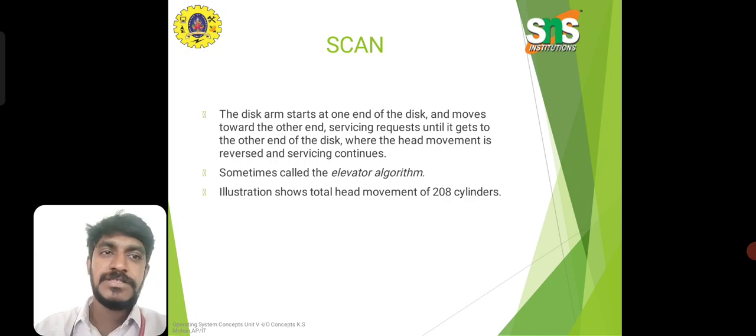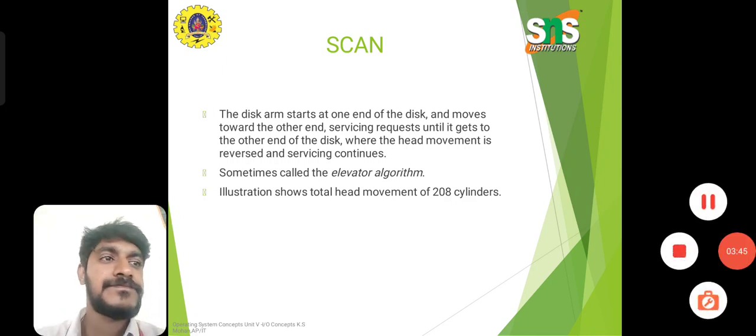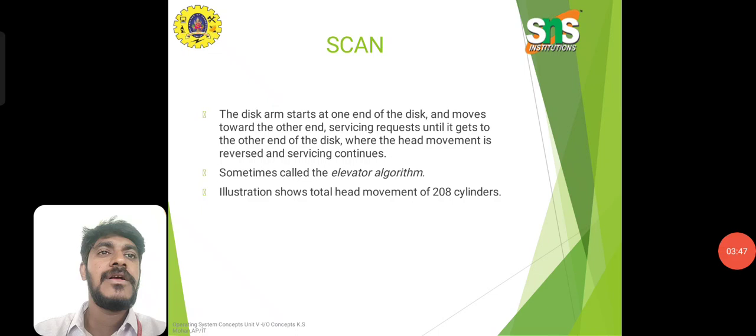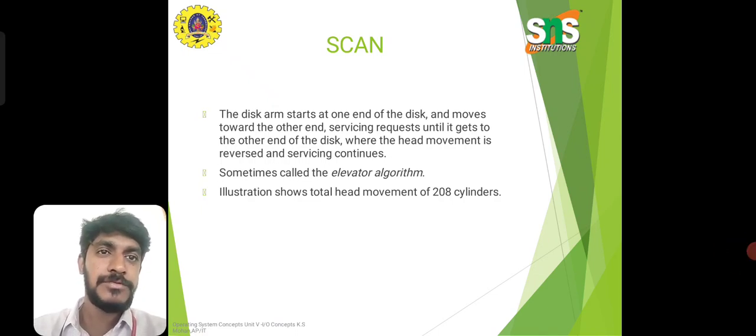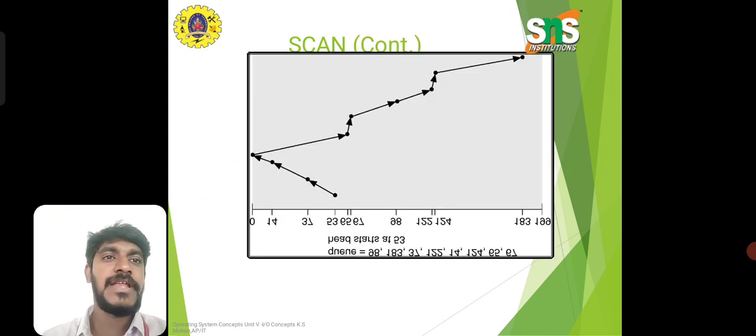Then the SCAN algorithm. The disk arm starts at one end of the disk and moves toward the other end, servicing requests until it gets to the other end of the disk. There the head movement is reversed and servicing continues. It is sometimes called the elevator algorithm. The illustration shows a total head movement of 208 cylinders. So that is SCAN.